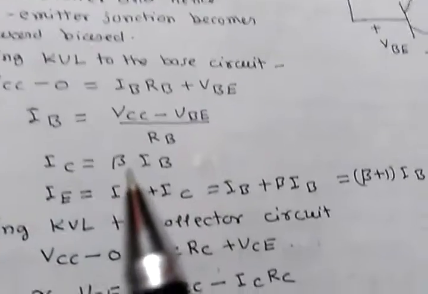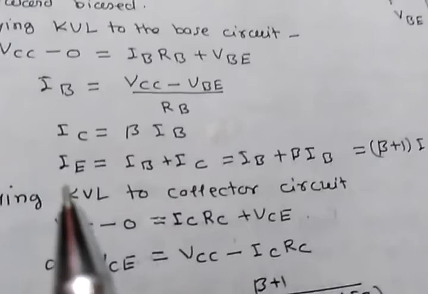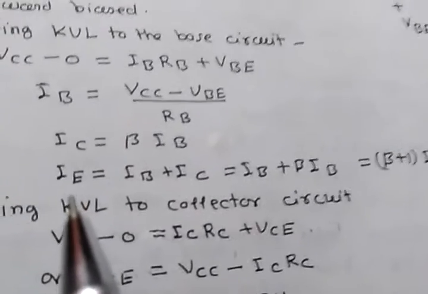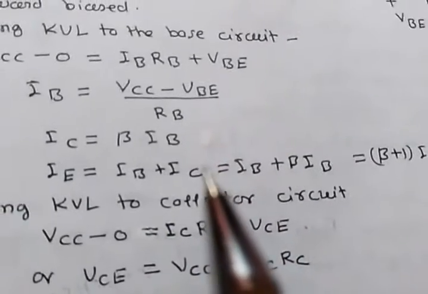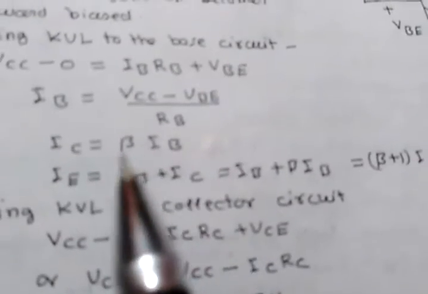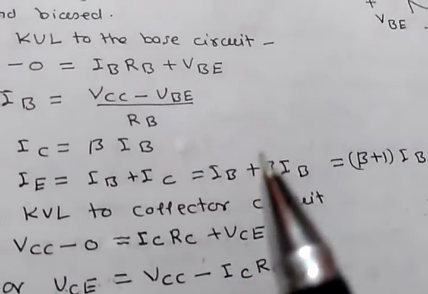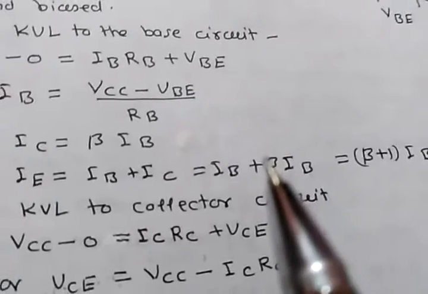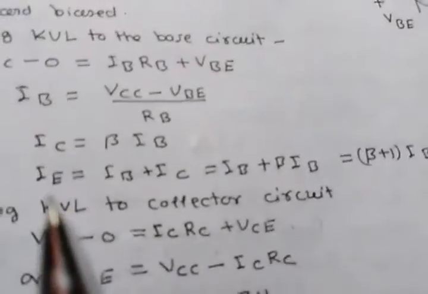We already know for the transistor IC equals beta IB, where beta is the base current amplification factor. Emitter current IE is equal to IB plus IC. So putting the value of IC as beta IB, IE will be beta plus 1 into IB. In this way, using the base circuit or input circuit, we can calculate all the currents IB, IC and IE.